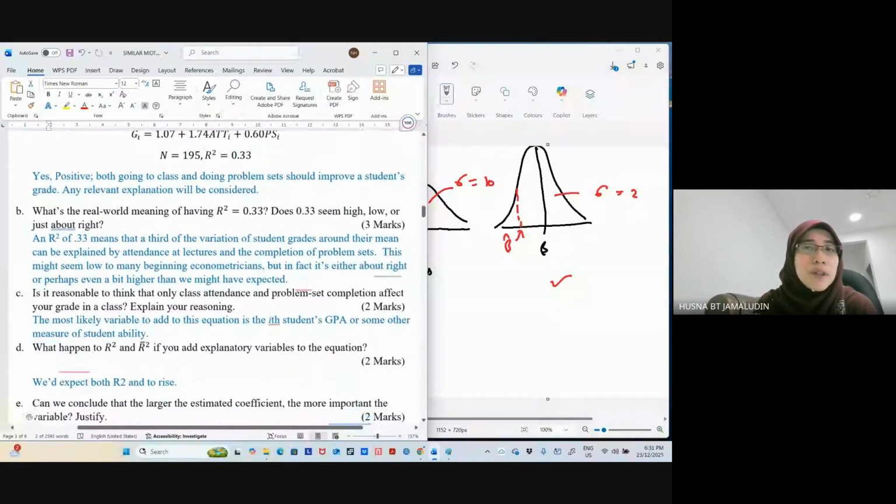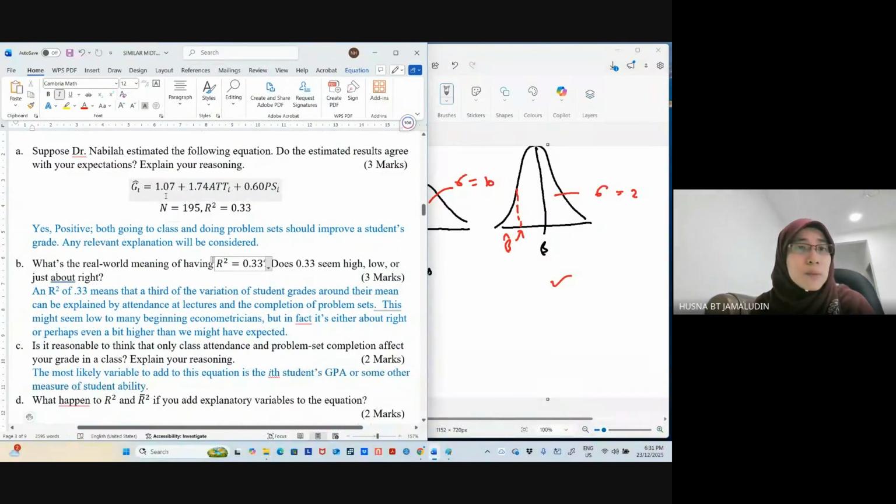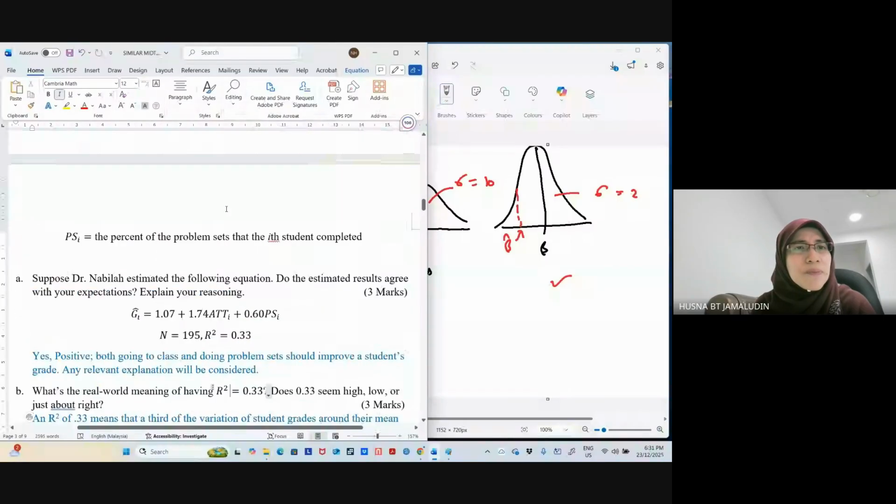Okay, so if you look at the answer from the textbook, you can give different ways of answering. R square of 0.33 means a third of the variations of students' grade around their mean can be explained by these 2 variables. Or you can just say this model, or you can say this model, or you can say, what is attitude just now?